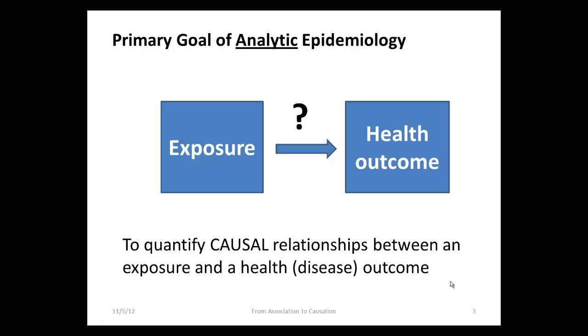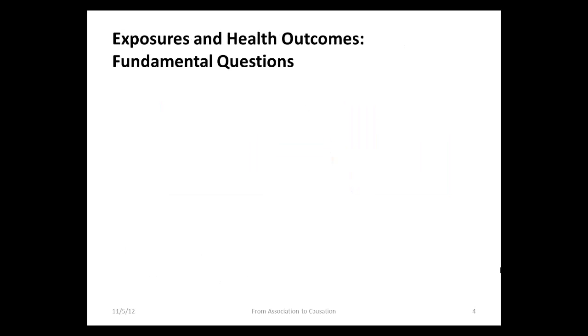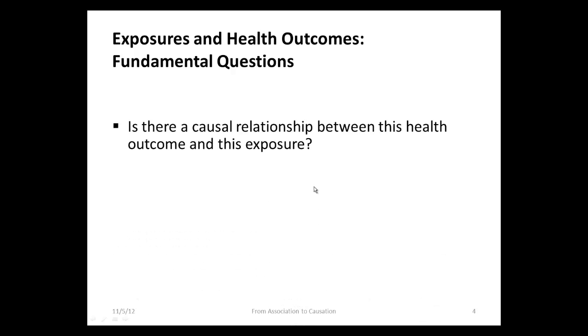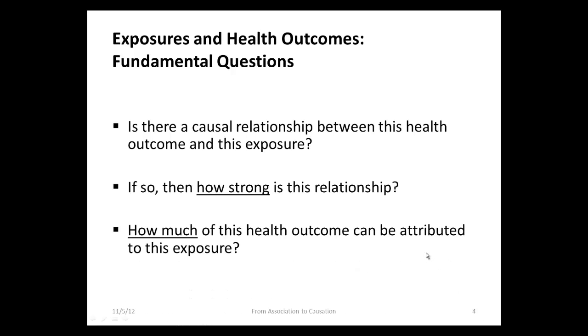So what's our goal with analytic epidemiology? We have an exposure, we have a health outcome, and we basically want to ask the question, are these linked causally? And there are some fundamental questions underlying analytic epidemiology that we should keep in mind. So first, this causal relationship. Does this thing A over here cause this other thing B over there? And if so, how strong is that relationship? Can we actually quantify the magnitude of the association?